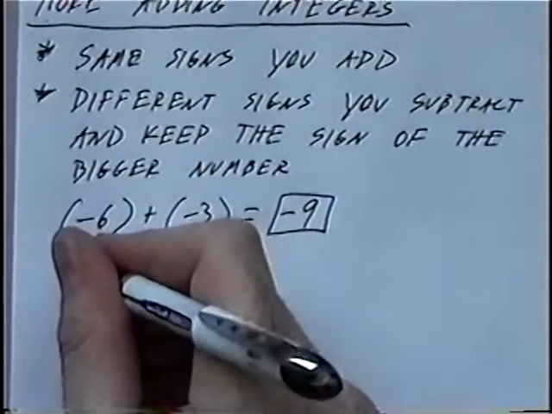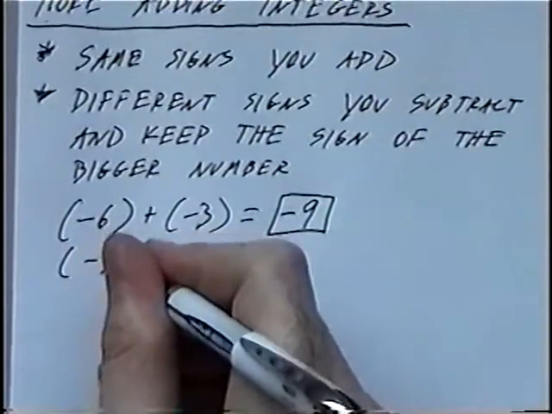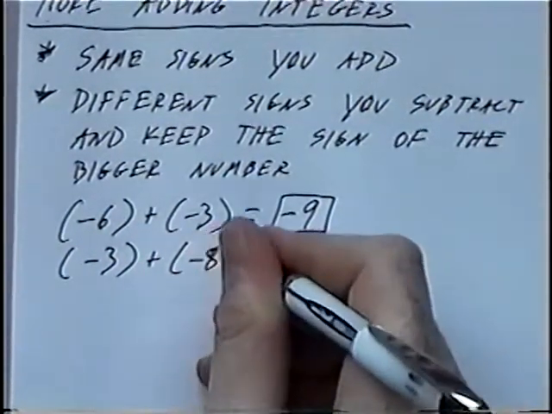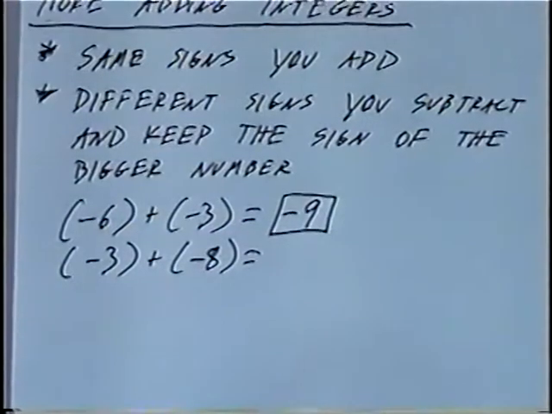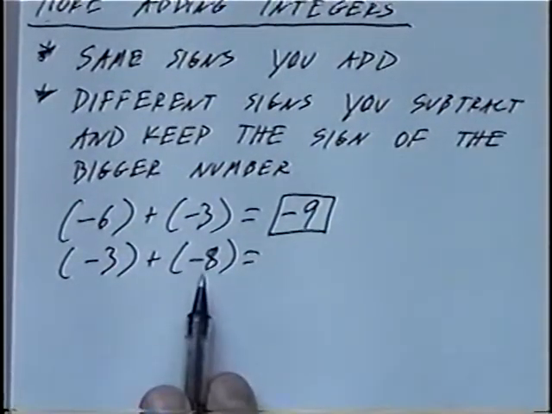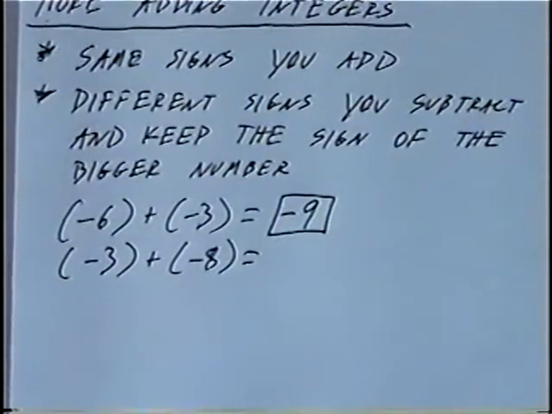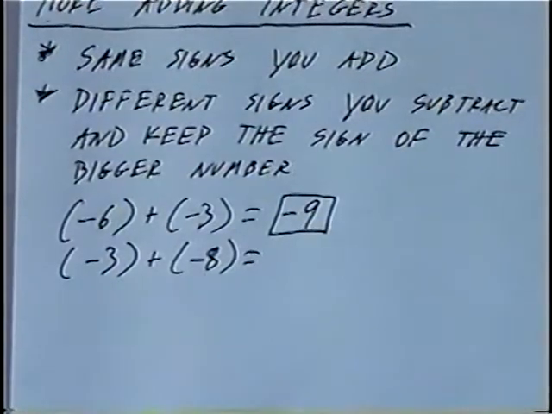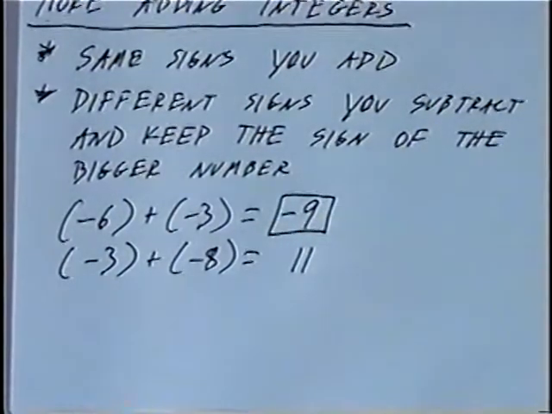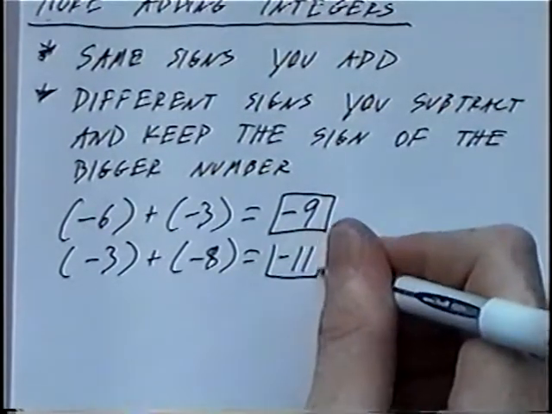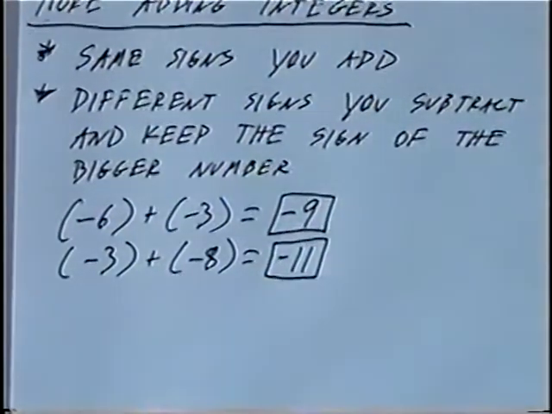Second question, in parentheses, -3 plus, in parentheses, -8. Again, looking at the two numbers, we have -3 and -8. Both numbers are negative, so again we have the same sign. If you have two negative numbers, you can add those together, and since they're both negative, the 11 would stay negative, and our answer would be -11.